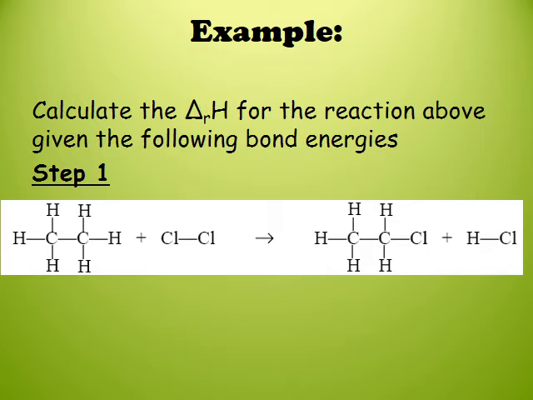So the first step is to write down the equation in terms of all the bonds that are going to be broken and made. Okay, so you do pretty much an equation like step 1 where you show all the bonds that are occurring in the reaction. So in this particular example we have ethane reacting with chlorine gas to form chloroethane and hydrochloric gas. So step 1 is you draw out the equation with all the bonds.